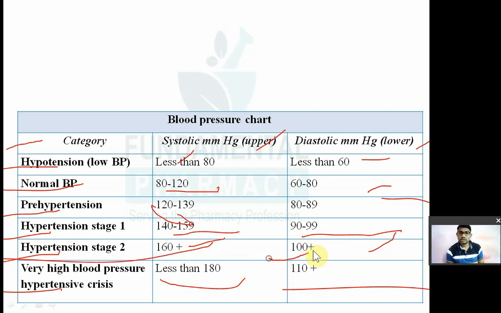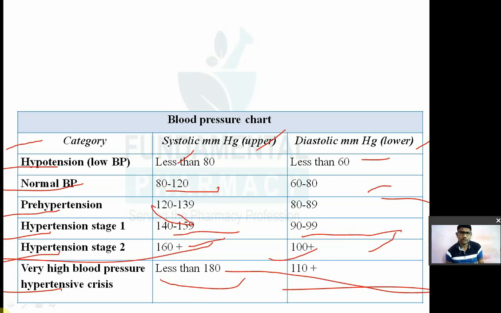So hypertension stage 1, stage 2 and hypertensive crisis require immediate treatment. Very high blood pressure or hypertensive crisis means what? If systolic blood pressure is more than 180 and diastolic blood pressure is 110 or plus, that is known as a hypertensive crisis.